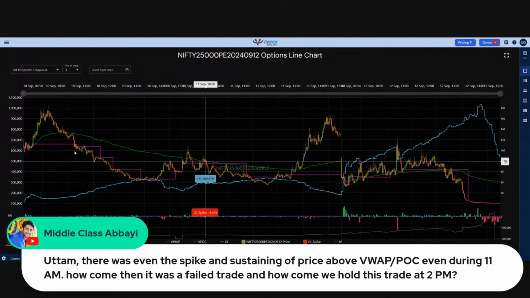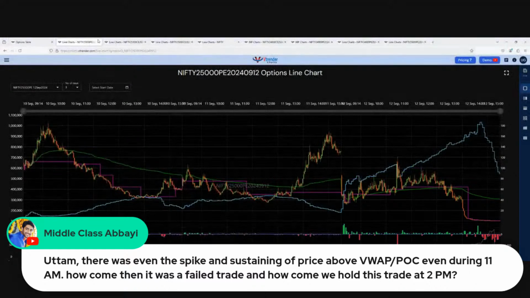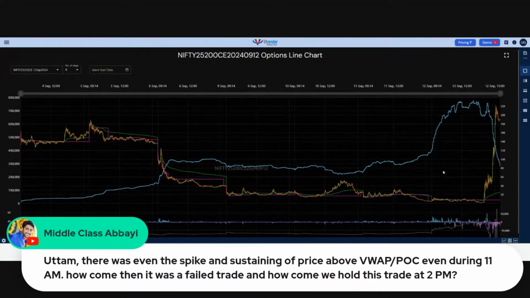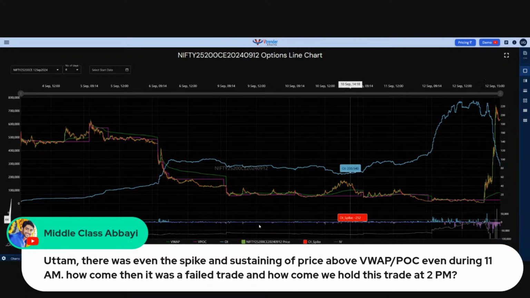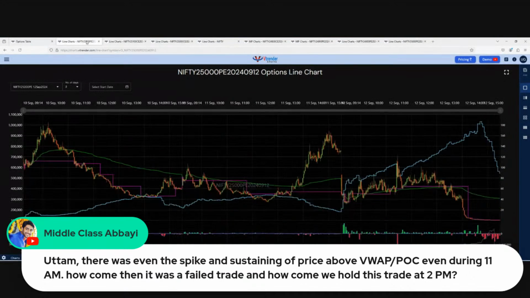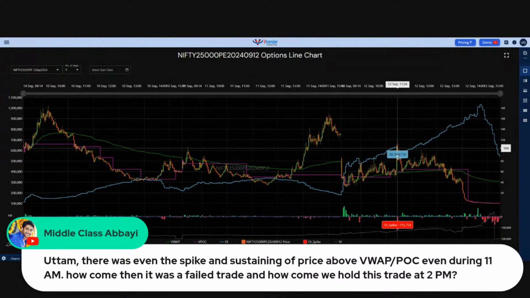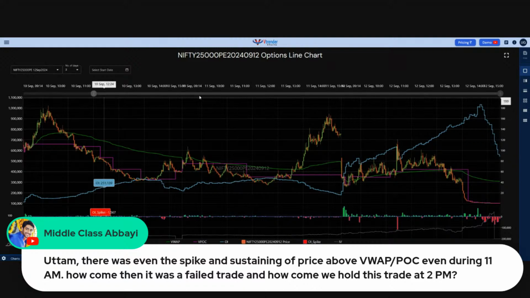If it would have stayed above this POC, then we would have looked for higher VPOCs, which happened on the call side. So when we saw the call side, you can see how the green bars continued to come, and at no point of time did we come back below VWAP. But here, just after that one big green bar in the put, the auction sustained.